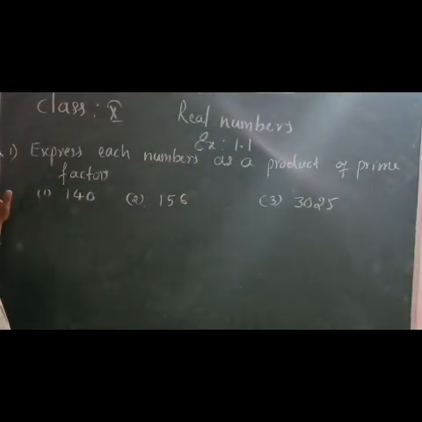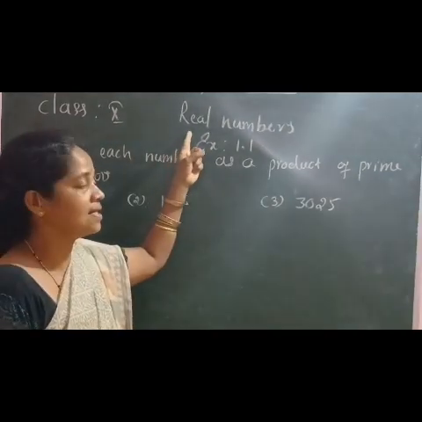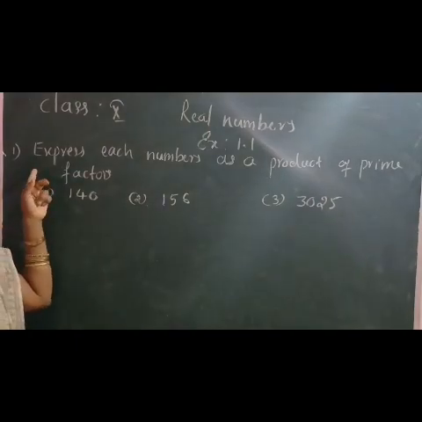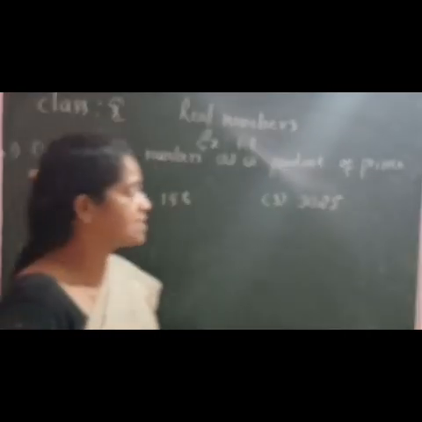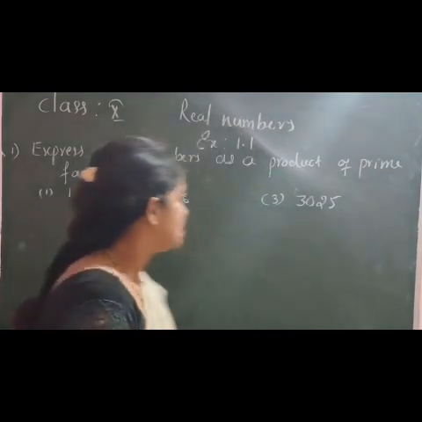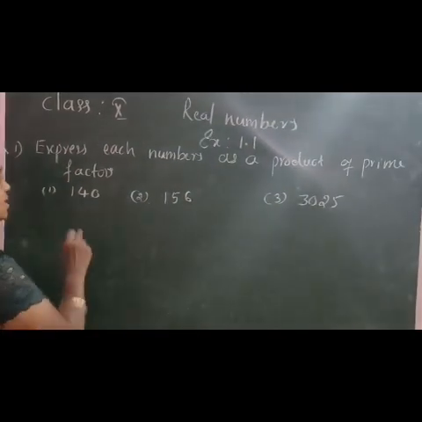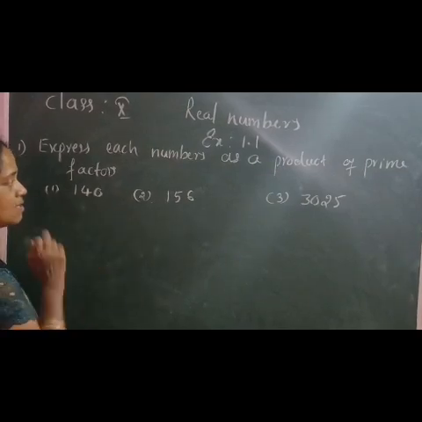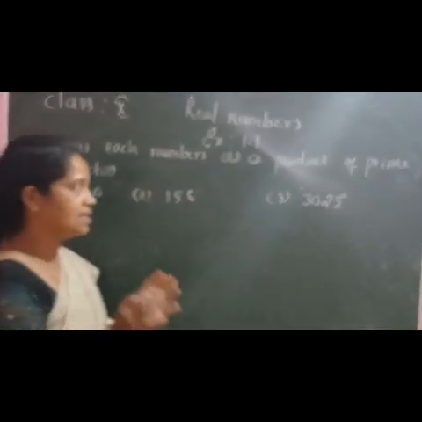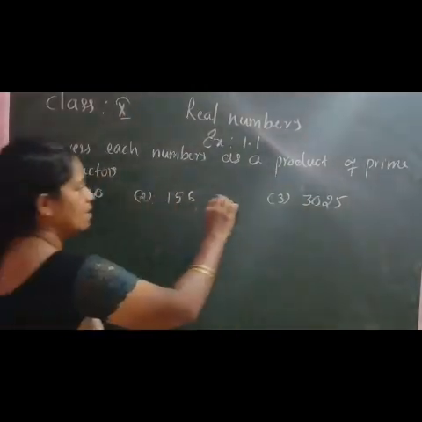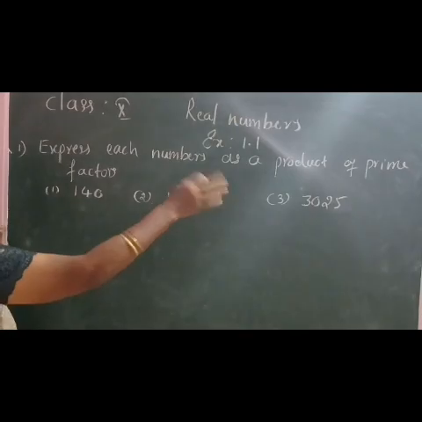Some of the questions from Exercise 1.1. The chapter name is Real Numbers from the Class 10 standard. What is the given question here? Express each number as a product of its prime factors. Numbers are given here: the first one is 140, the second is 156, and the third one is 3025. For all these numbers, we have to find the prime factors.